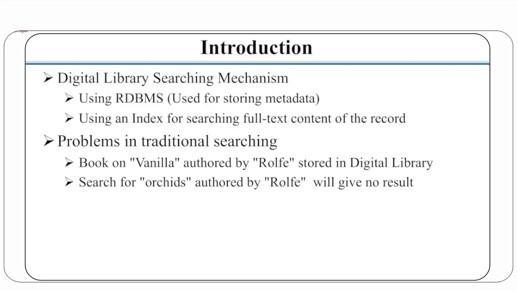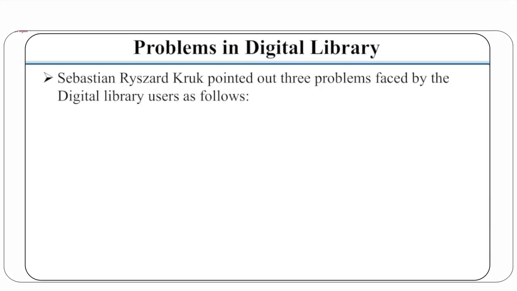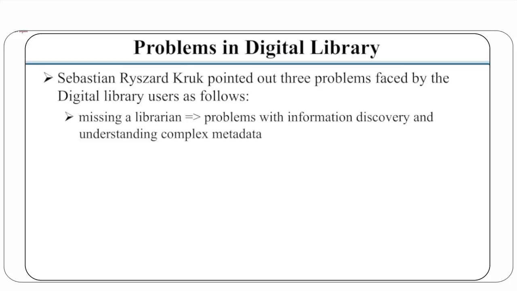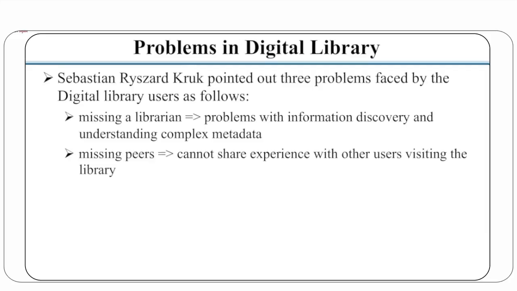The additional flexibility and search capability represented by such a technique make a semantic digital library much more valuable than a traditional digital library for an average user. Sebastian Reisert-Kruk pointed out three problems faced by the digital library users as follows. Missing a librarian: problems with information discovery and understanding complex metadata. Missing peers: they cannot share experience with other users visiting the library.